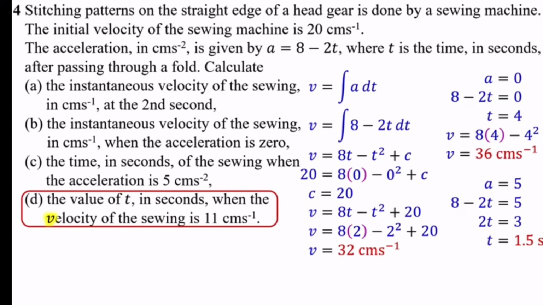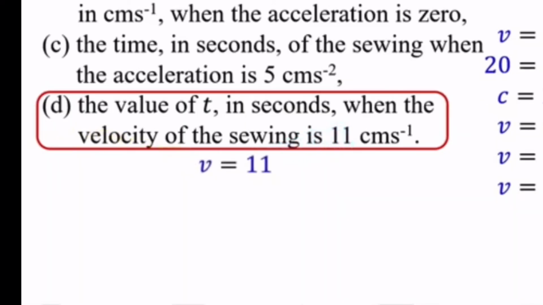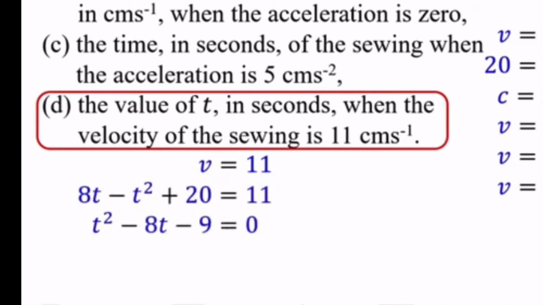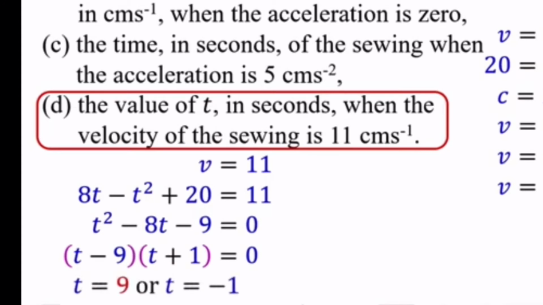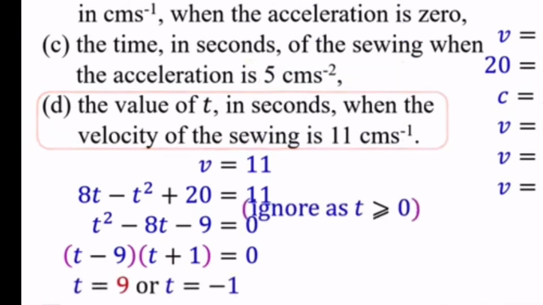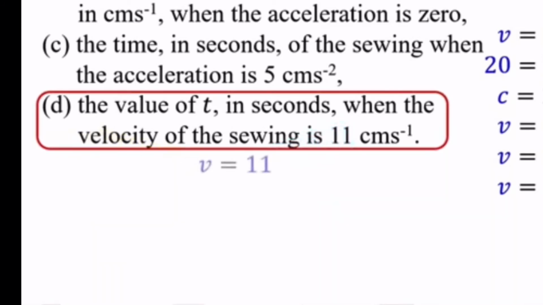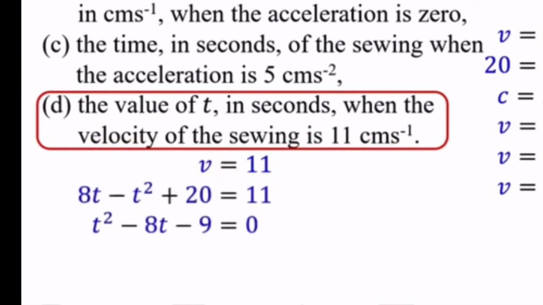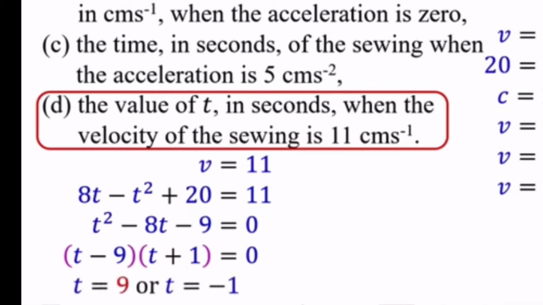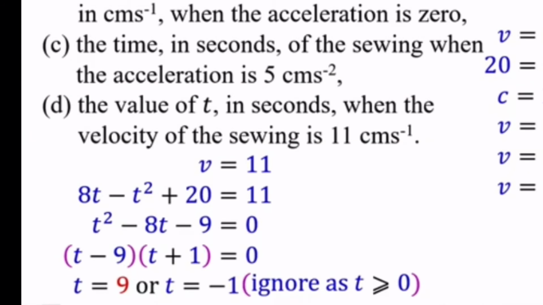For D, we need to substitute velocity equal to 11 into the velocity function, and we will rearrange it into a quadratic equation. And we just factorize and solve the quadratic equation. So we get time which is equal to 9 seconds, and the one which is negative we will reject. The time is 9 after we factorize the quadratic equation, and the time which is positive is the answer. So please remember to reject the negative time. Alright, so that is how we solve the time.